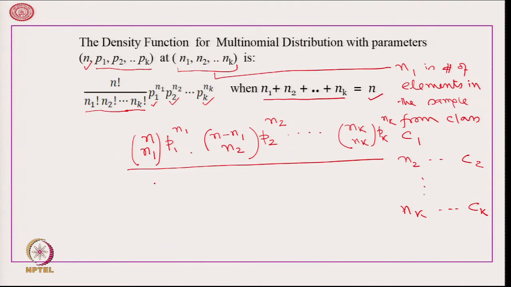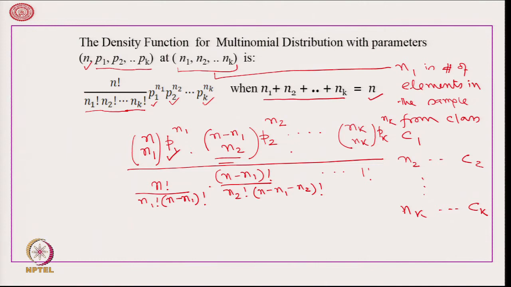If we simplify it, we will see that n factorial upon n_1 factorial into n minus n_1 factorial, multiplied by, let us simplify this, n minus n_1 factorial upon n_2 factorial into n minus n_1 minus n_2 factorial. Like that we will go, and here we will get 1, multiplied by, as you can understand, p_1 to the power n_1, p_2 to the power n_2, ..., p_k to the power n_k.